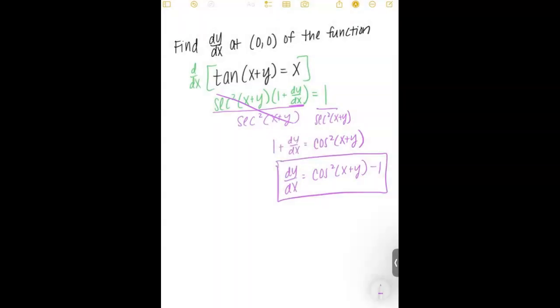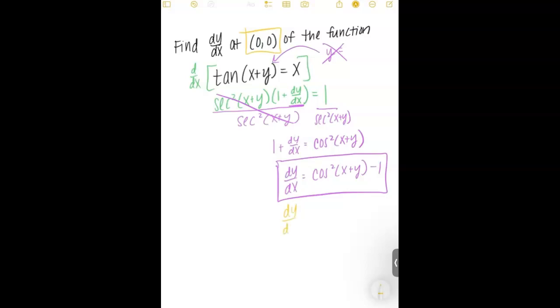We needed this to be derived implicitly because there was no way to get this into y equals form. We can't separate that y from the tangent. And because we couldn't do that, that's where implicit differentiation is really cool, that we can still derive in this form. Alright, the last step was find the derivative at (0, 0).